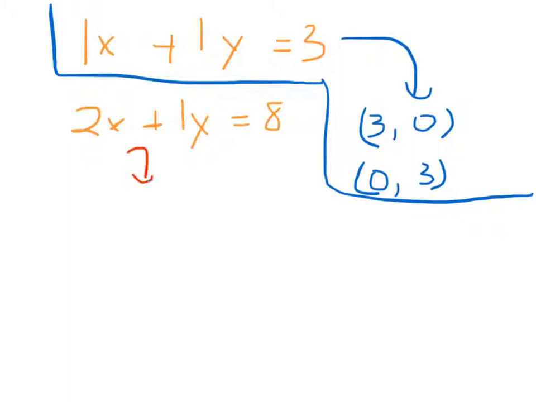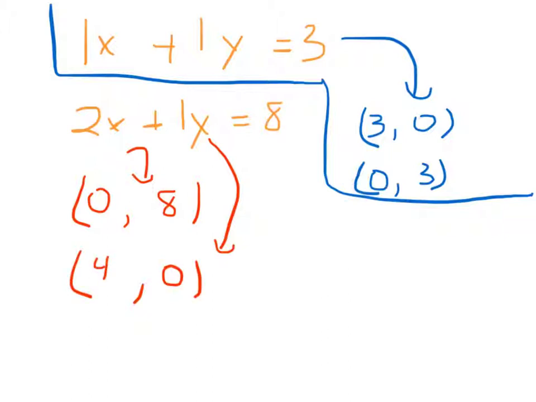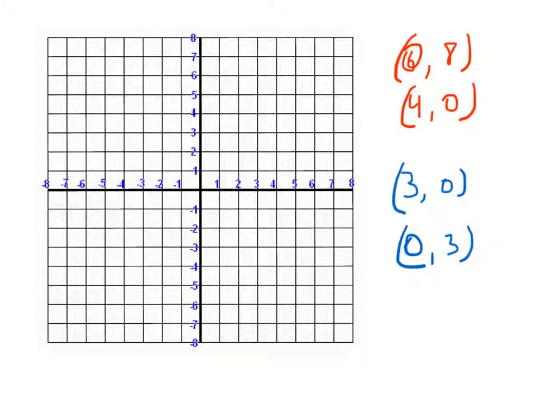Let's do the second one right here. If I put in a 0 here for x, then this will stay 0, so 1 times y will be an 8. That's my first coordinates. And then in the second one, if I put a 0 in over here, this will be 0, so 2 times what will equal 8? That'll be 4. So now I've got that. So now what we need to do is graph those together. Alright, if you remember, the red numbers were 0, 8, and 4, 0. And the blue numbers are 3, 0, and 0, 3, so we'll graph those here.